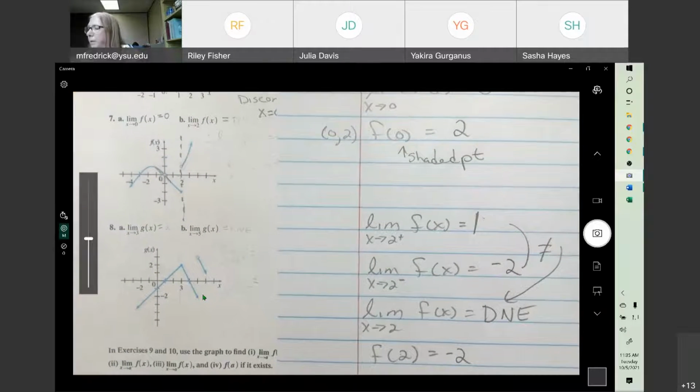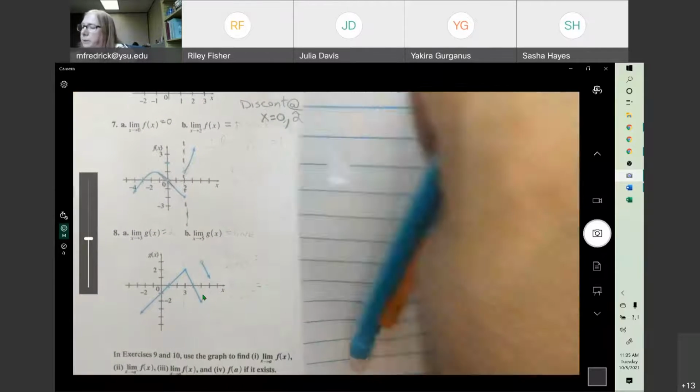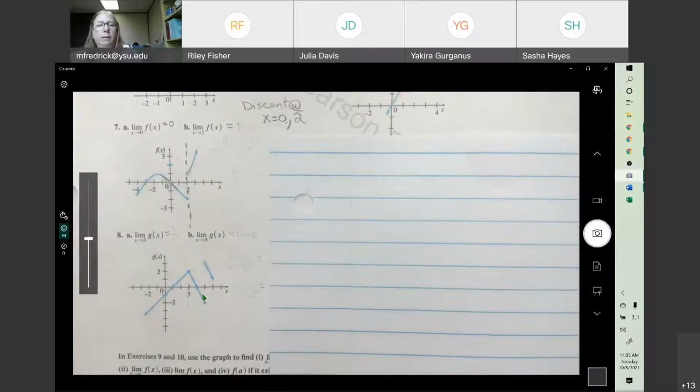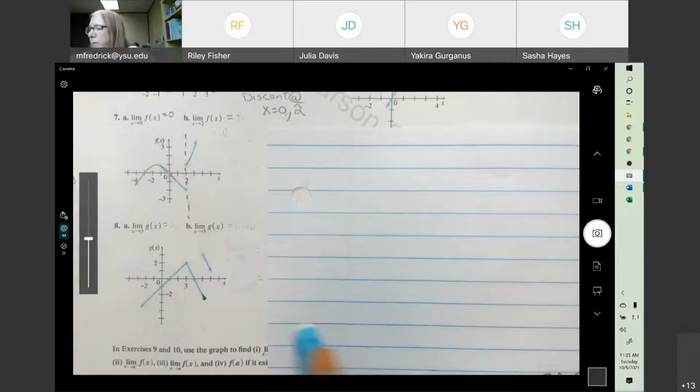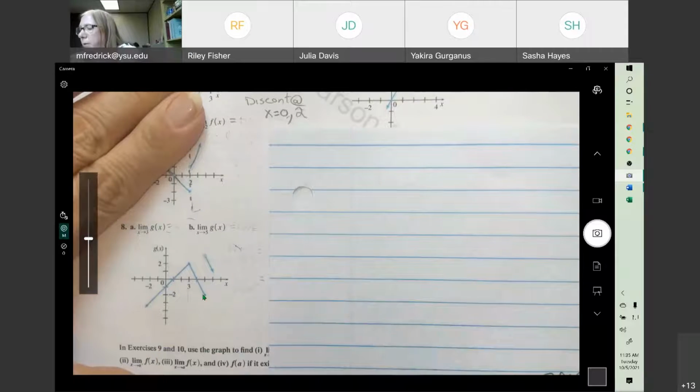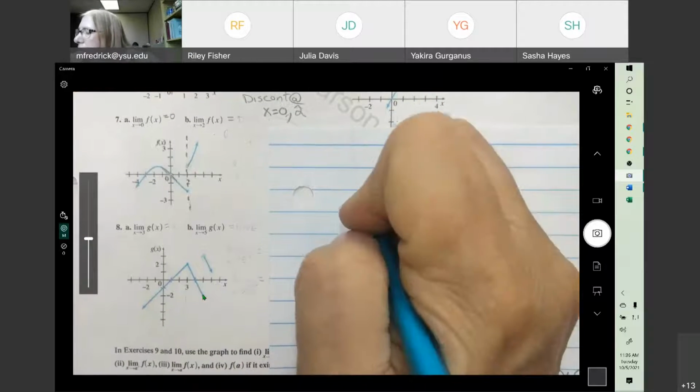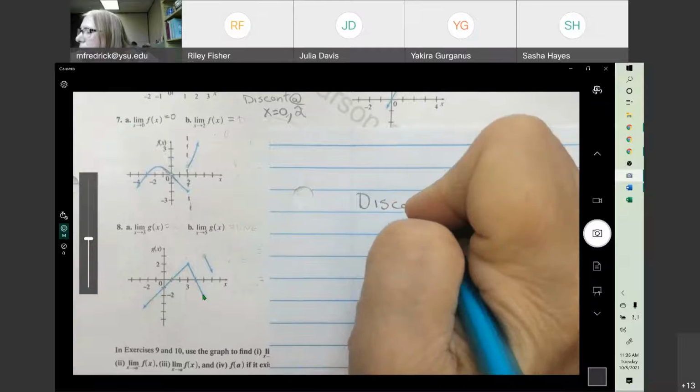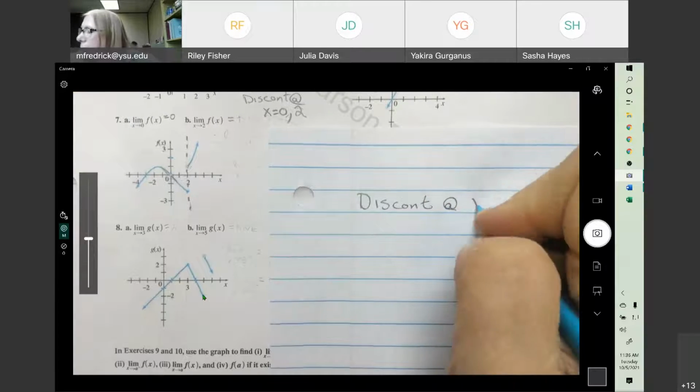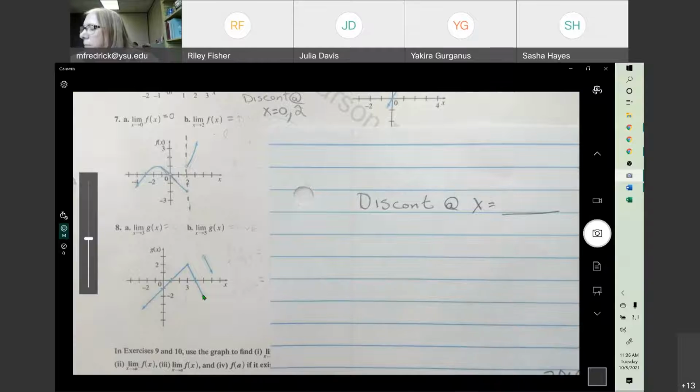So number 8, first thing we want to do is see where it's discontinuous. Looking at 8, what value of x is it discontinuous? Anyone? You can type it in if you don't want to say. Trace the line, and wherever there's a break, you use that x value. 5, yes.